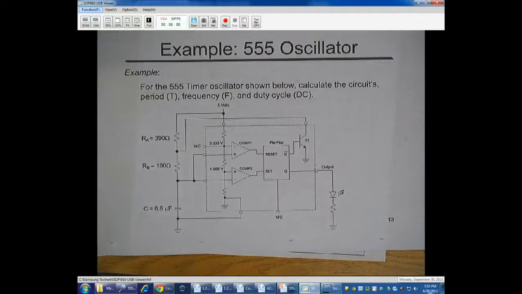Now that you're experts at the equations for the 555 timer and how to use those to calculate frequency and duty cycle, let's take a look at a couple of examples. The first one's going to be very straightforward.